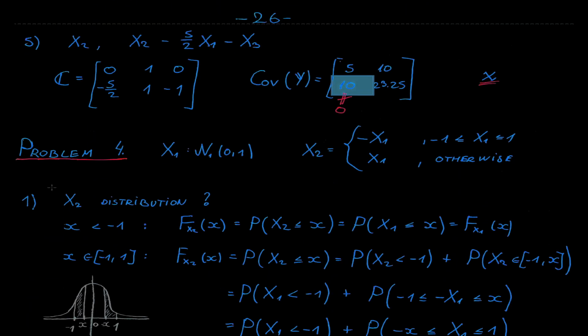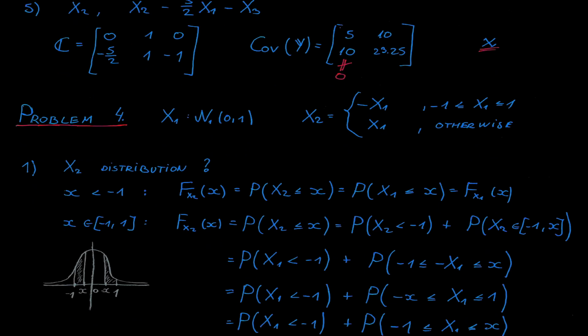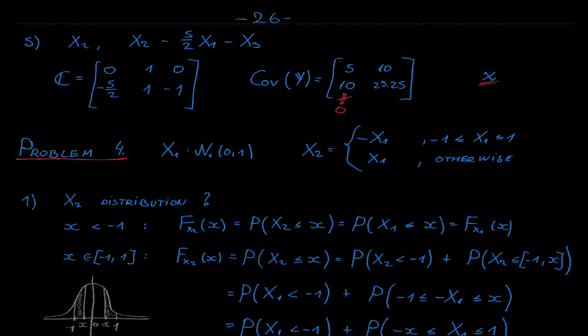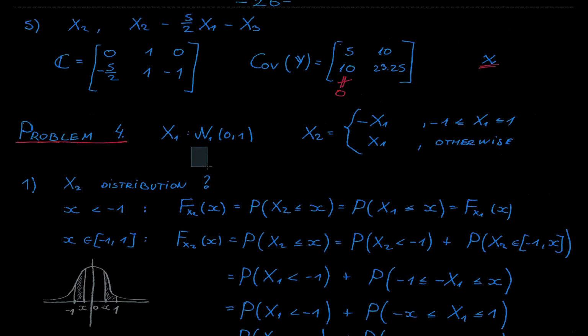Let's go to the following problem, problem number 4. This is an example for the alternative definition. Just to remember, the alternative definition tells us that if a random vector has a multivariate normal distribution, then every linear combination of the elements of that random vector has a univariate normal distribution, if the linear combination is non-zero, and the opposite.